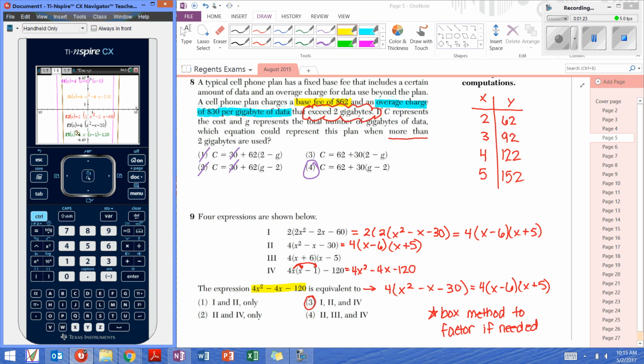One thing that I would recommend is to actually do this yourself, because you might get an error message, especially with answer choice 4 here, if you forget to put a multiplication dot on your calculator in between the 4x and the x minus 1.